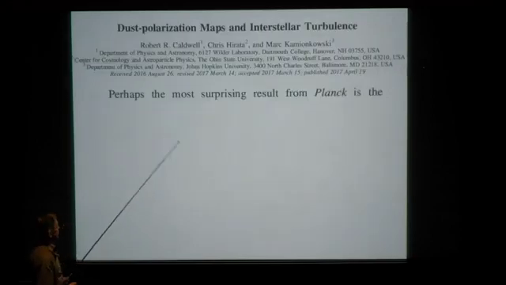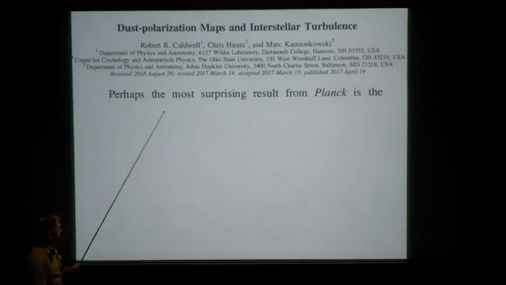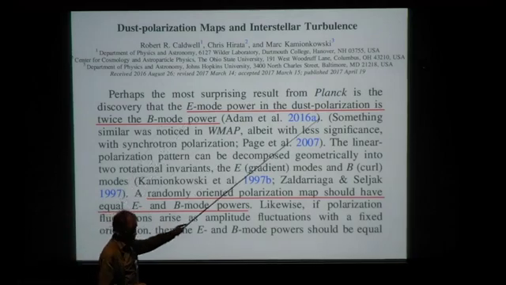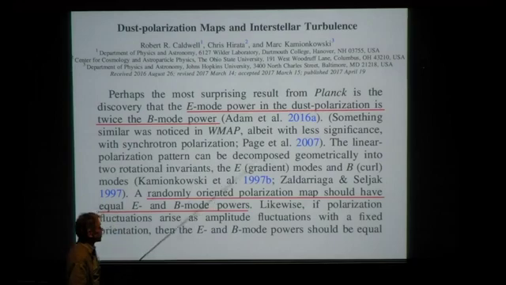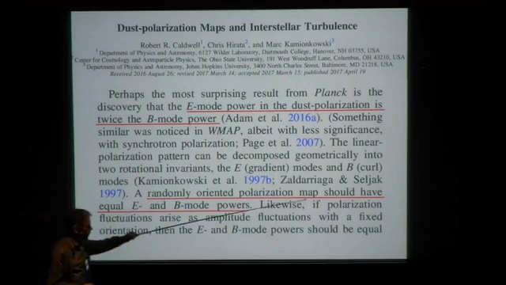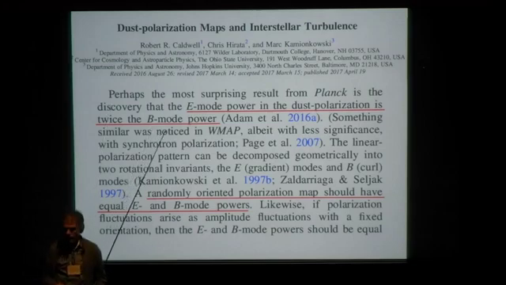So in a recent paper by Mark, he wrote that the most surprising result from Planck is that the E mode power in the dust polarization, so not the CMB, is twice as big as the B mode power. So that is one of the important results. Secondly, it really is very different from what anybody expected until then.